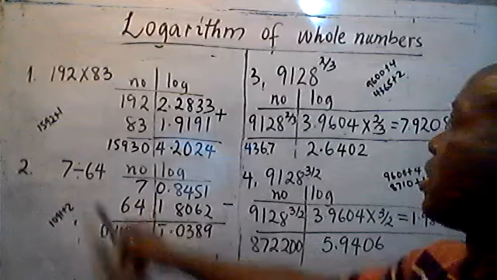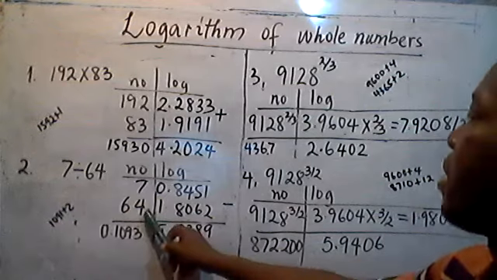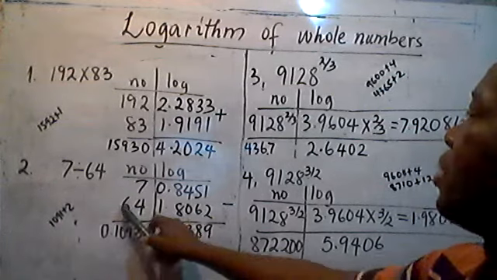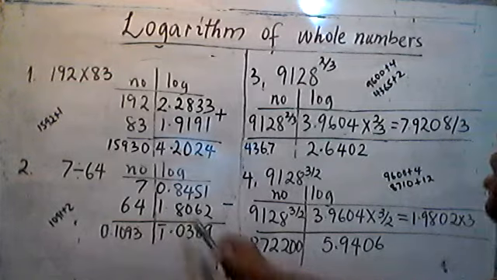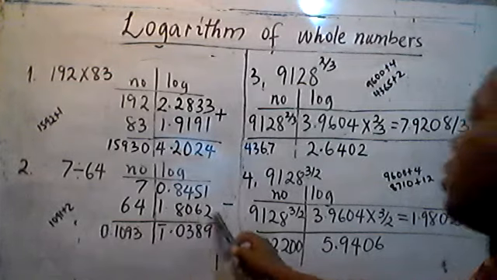The next number is 64. In 64, the decimal point is here, 1 place to leave 6, so it's 1. So we look for 64 under 0. That is how we have 8062.